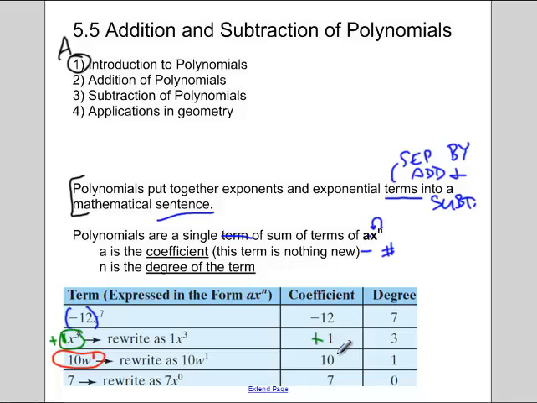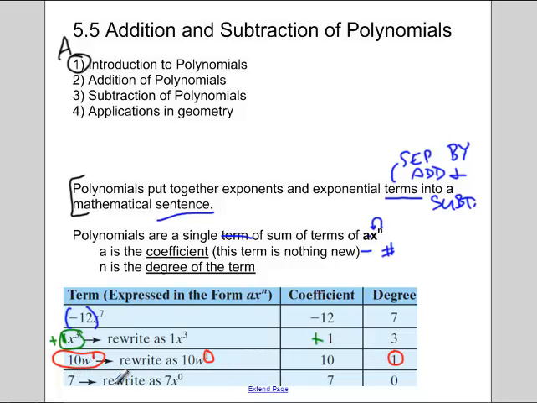So the coefficient is the number in front of the variable. 10 is the number in front of the variable. What's the degree of that term? The degree of that term is 1 because, again, it's not written, so we have to assume that it's there. That's the degree of that term, 1.